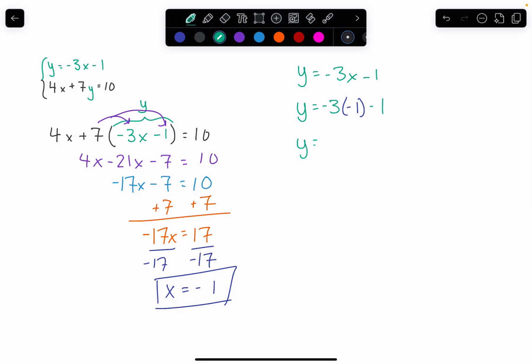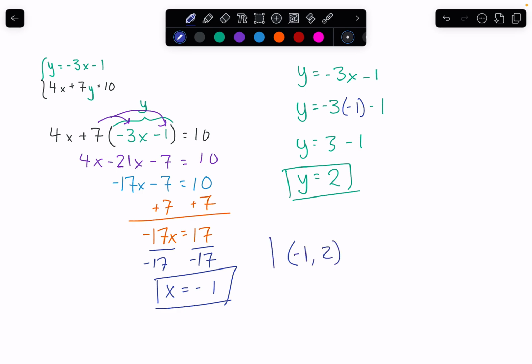Negative 3 times negative 1 is just a positive 3. Bring down our negative 1. 3 minus 1 is 2. Now we have an x value and a y value, and we can write them as an ordered pair. So we have negative 1, comma 2. Box that in, and that is our solution.